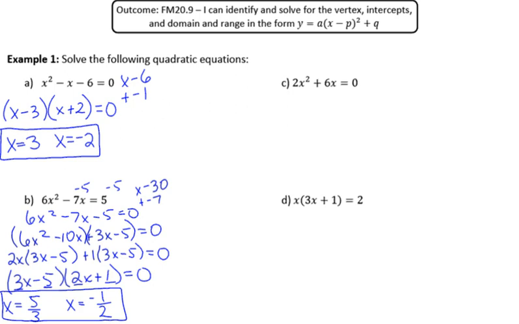C. We already have everything on one side with the right-hand side equaling 0, so I can first look for a GCF. I can factor out a 2x, and I'm left with x plus 3. So what would x need to be in both these terms in order to make that equation equal to 0? In the first term, if I multiplied 2 by 0, I would get 0, so x would equal 0. And what would I add on to 3 to give me a 0 would be negative 3.